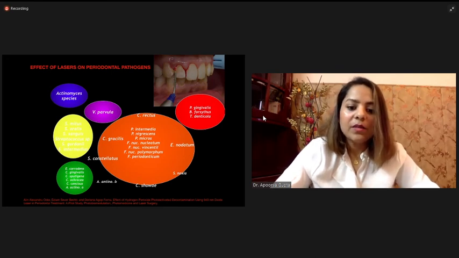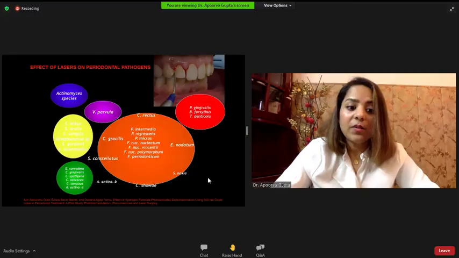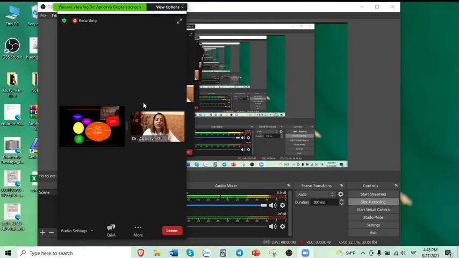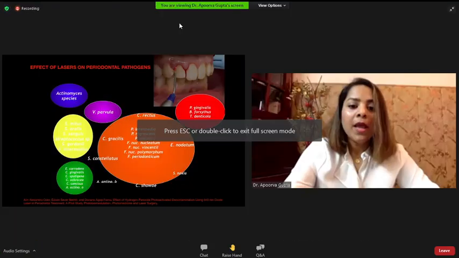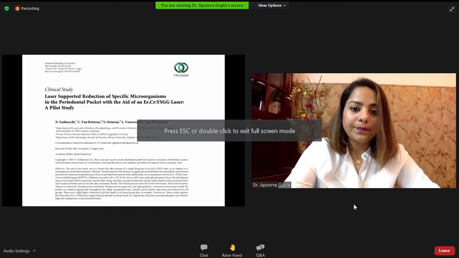And the same has been postulated by a landmark study by Dr. Alan Oder, where he did a study with the combination of a diode laser 940 nanometer with the help of H2O2, and he saw that there was a significant reduction in the complexes in comparison to mere scaling and root planing. So yes, one of the factors of periodontal disease, which is microbes, is taken care of with the laser. Let's look at the other factor.